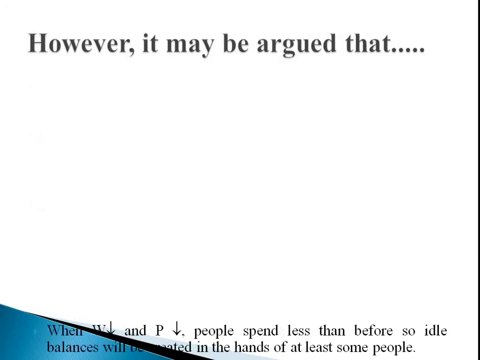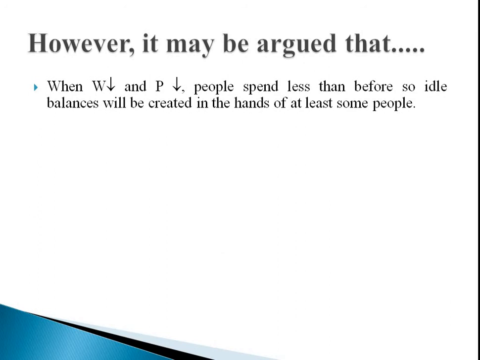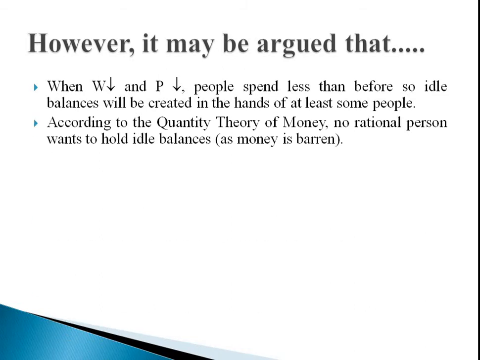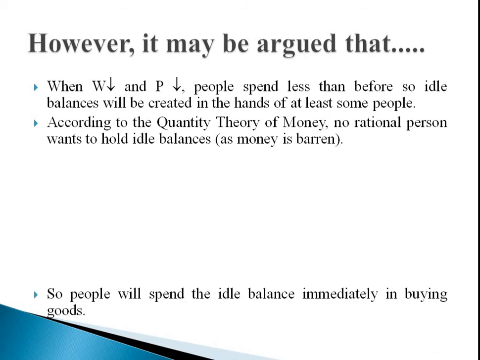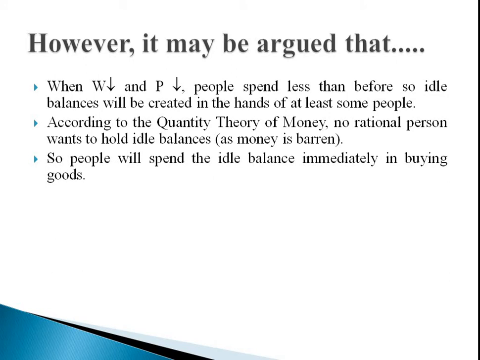However, it may be argued that when W falls and P falls as a result of a fall in W, as argued by Keynes, people will now be spending less than before in buying the same goods because of a fall in price. So idle balances will be created in the hands of at least some people. Now, according to the quantity theory of money, no rational person wants to hold idle balances because money is barren and it yields no return. So people will spend the excess money which they have, that is the idle balances, immediately in buying goods.